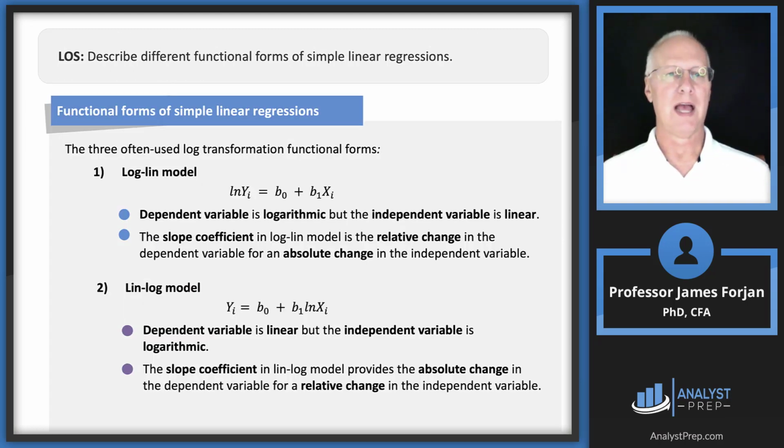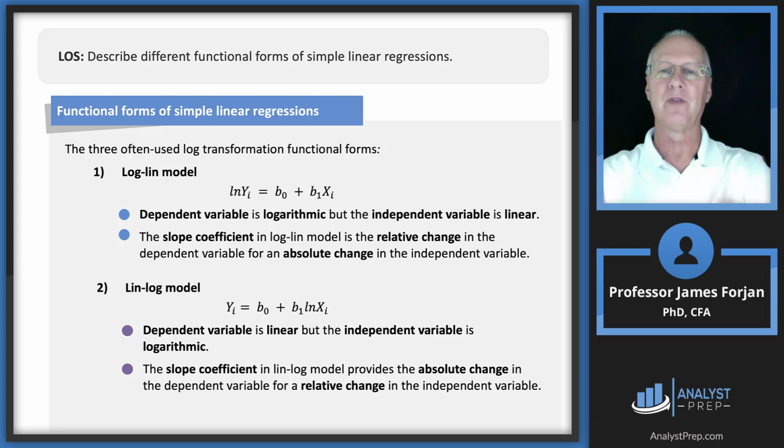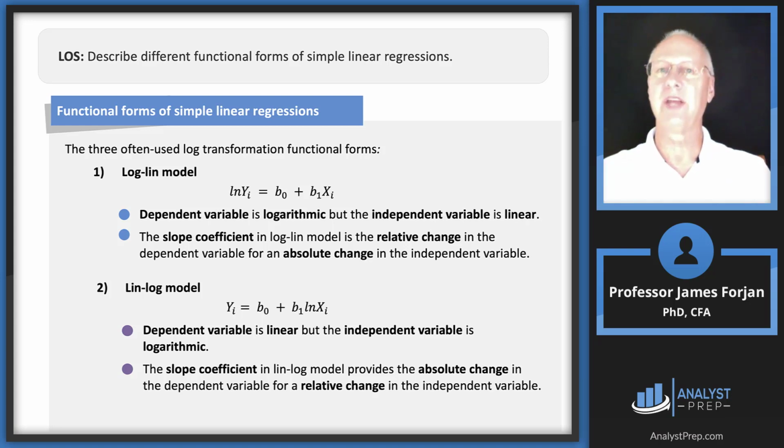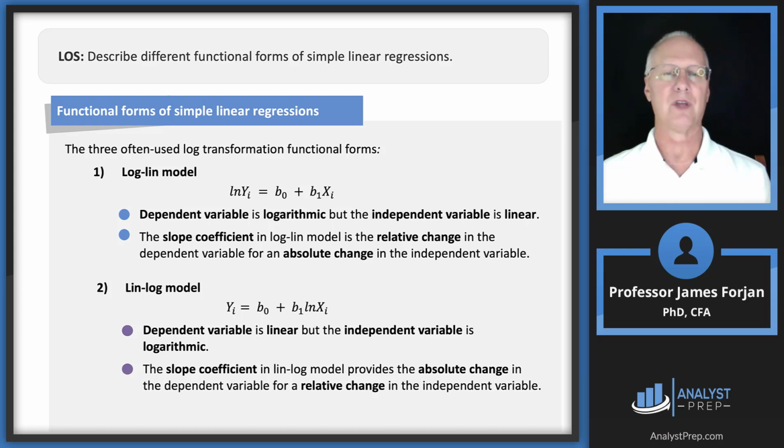All right, on to the last LOS. You're probably familiar by now that the CFA Institute likes to add a final LOS that says something like, okay, you learned all this stuff up here, but what happens if something simple changes all the way up here? And so here's this last LOS: describe different functional forms of simple linear regressions.